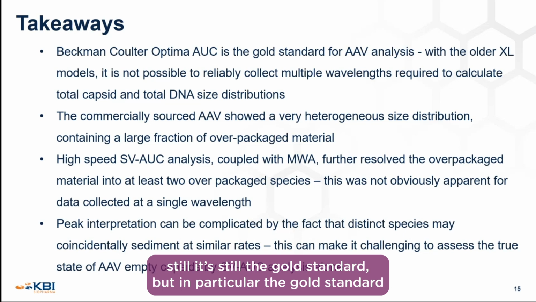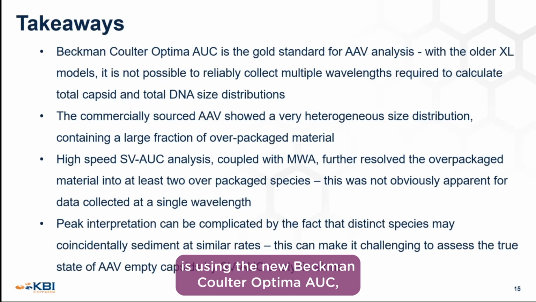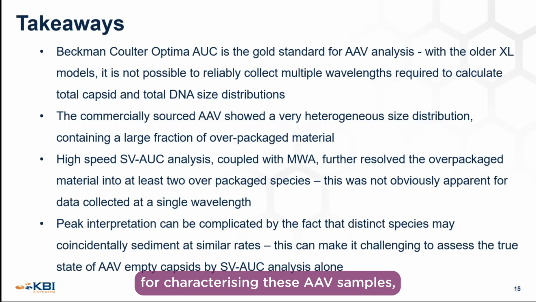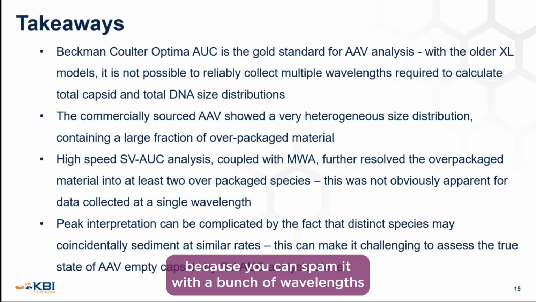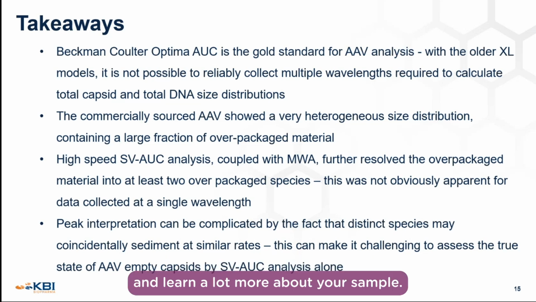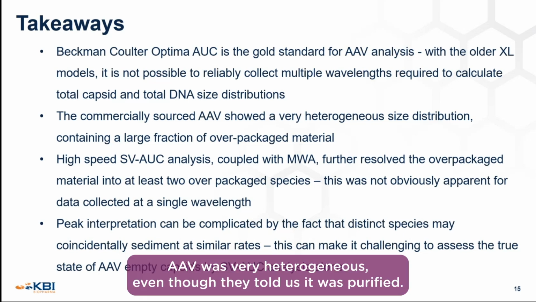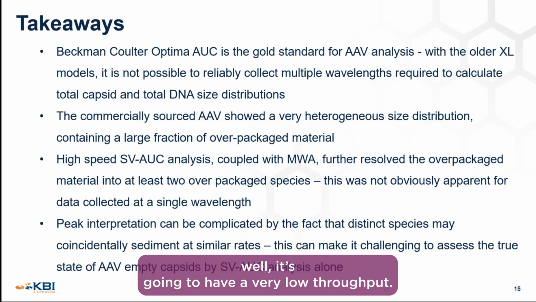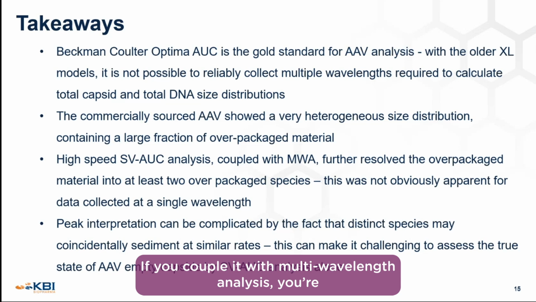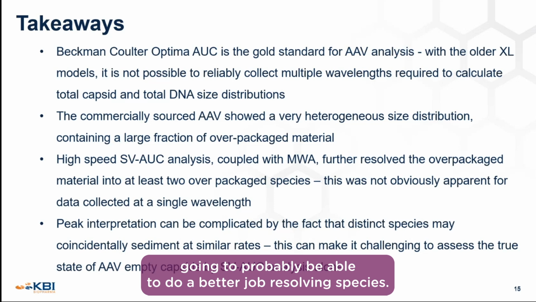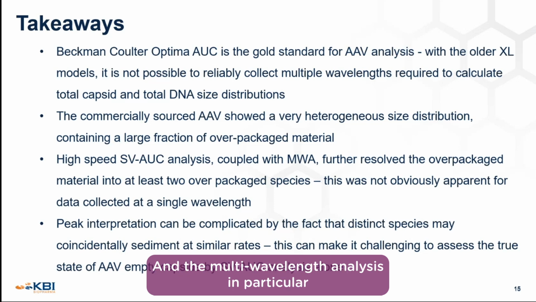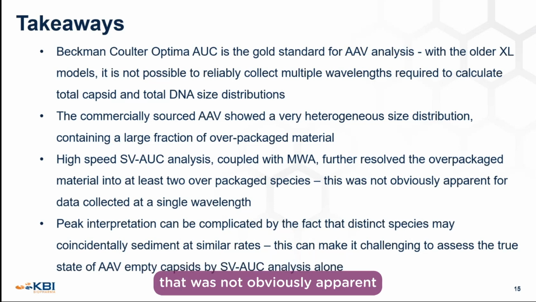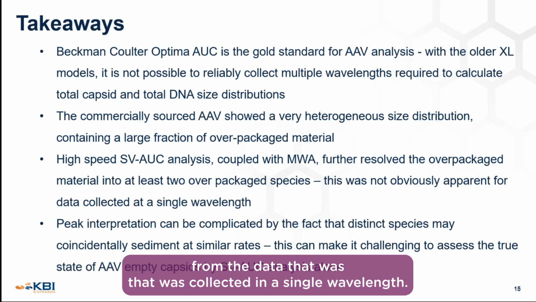But in particular, the gold standard is using the new Beckman-Coulter Optima AUC for characterizing these AAV samples, because you can spam it with a bunch of wavelengths and learn a lot more about your sample. This commercially sourced AAV was very heterogeneous, even though they told us it was purified. This high-speed sedimentation velocity analysis is going to have a very low throughput. If you couple it with the multiple wavelength analysis, you're going to probably be able to do a better job resolving species. And the multi-wavelength analysis in particular gave us additional information that was not obviously apparent for the data that was collected at a single wavelength.